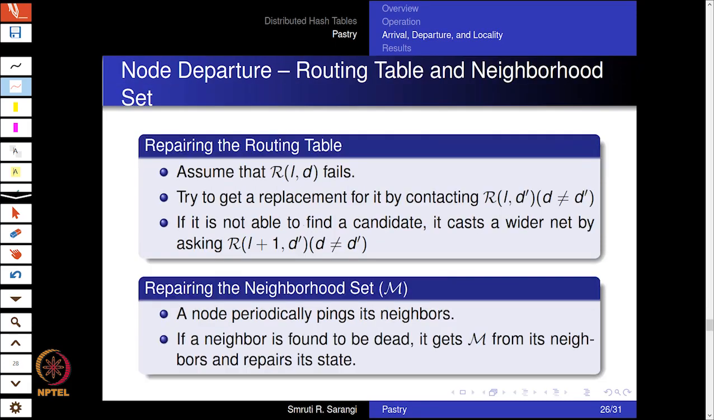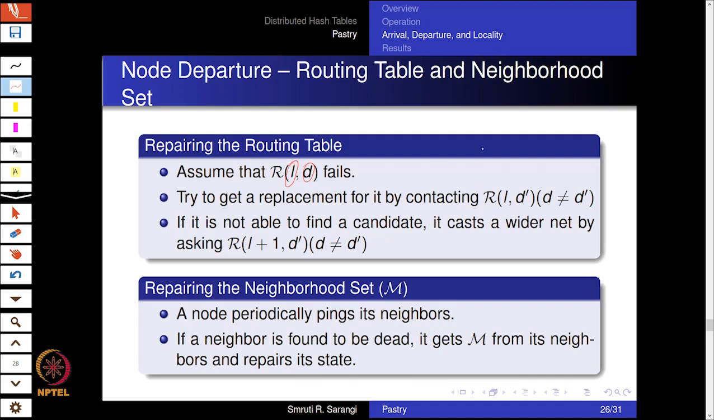Repairing the routing table: if a node leaves, then let's assume that at row L, this entry fails. So let us try to get a replacement for this entry. Let us contact some other entry on the same row. It is guaranteed that the number of prefix digits that are matching on the same row will be the same. So let us contact another entry. If that other entry knows of some other node which satisfies this criterion, then fine. It will send that to the routing table and the routing table will update itself.